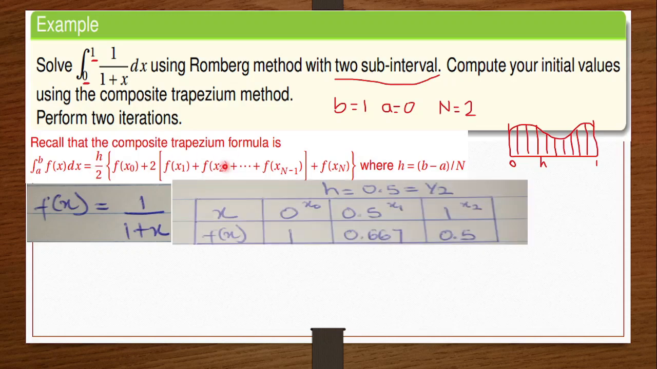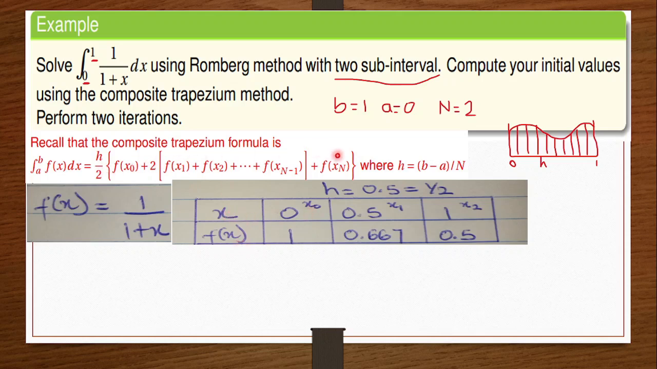From this table, I said my h was 0.5 or 1 on 2, which is 1 minus 0 divided by 2, right? That's how I got my h. 1 minus 0 divided by 2, I get 0.5, which is 1 on 2. So now with this h, I'm going to create a table, and in the table I have x and f of x.